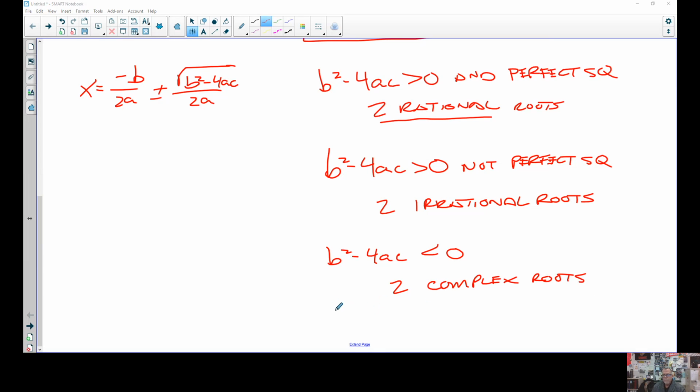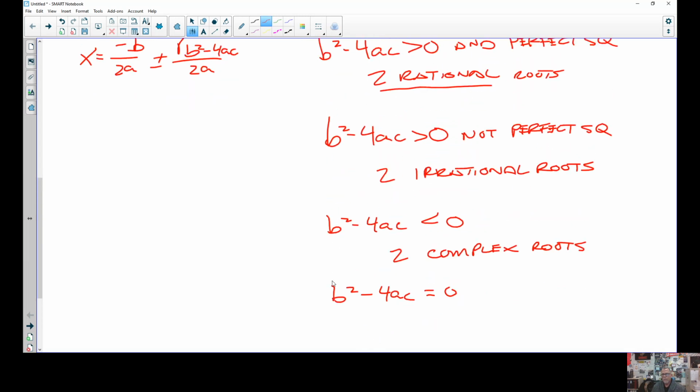And finally, when b squared minus 4ac is equal to 0, well, what happens there? Let's think about that. If we have b squared minus 4ac equals 0, then what's under the square root is 0. Square root of 0 is 0. So this whole term goes away and we just get negative b over 2a, right? So that means we have one rational root.